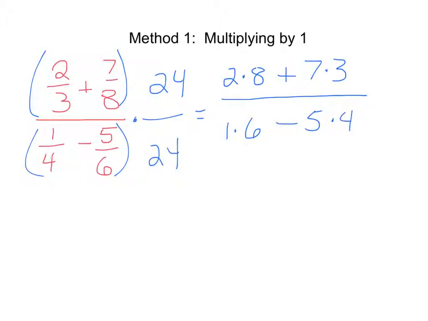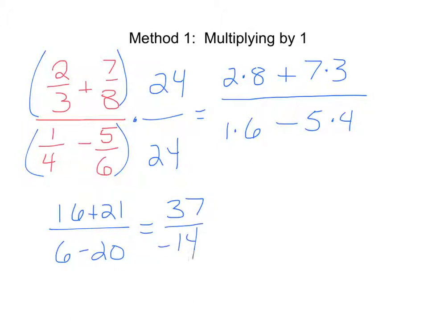Now it's a pretty simple process from here. You're just doing your order of operations. So we'll get 16 plus 21 over 6 minus 20. That will give us 37 over negative 14. And you always want to check to see if you have reduced what you're left with, if it's reduced far enough, and nothing else will go into both 37 and 14, and so there's our answer.